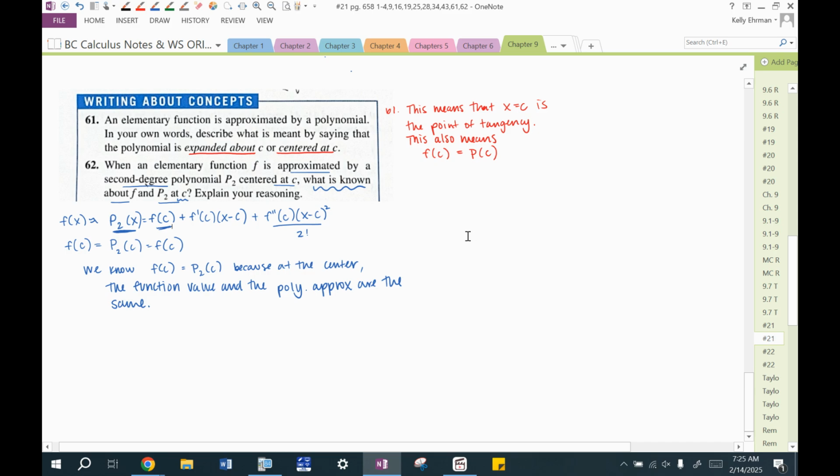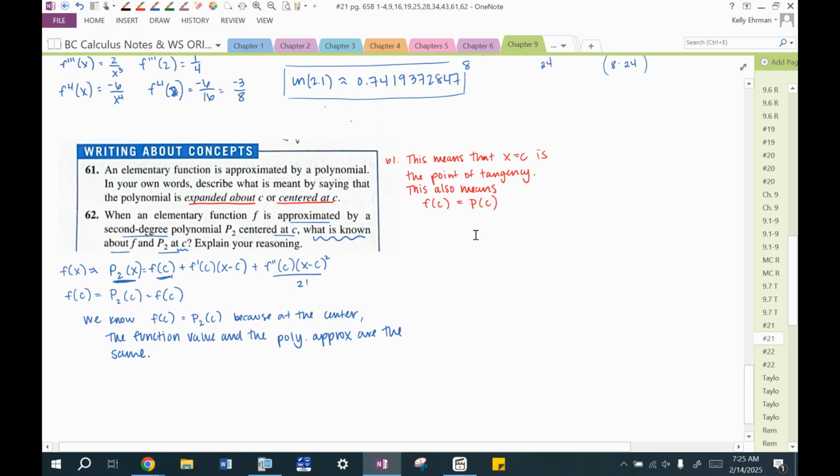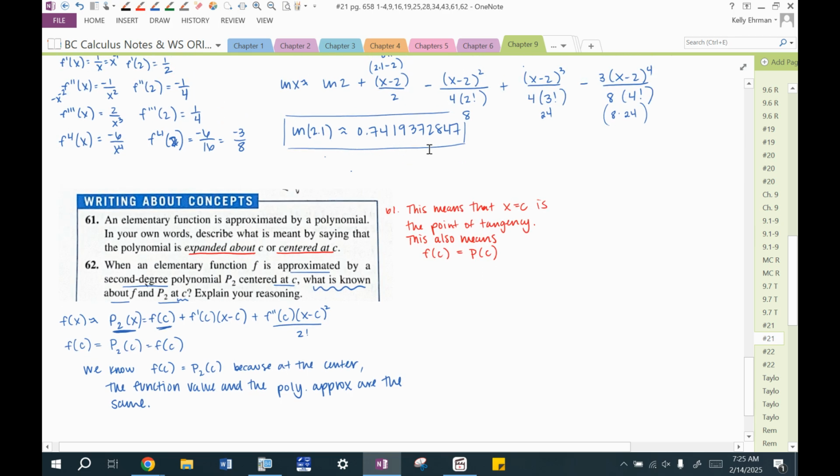All right, that finishes this assignment. Our next topic is talking about, we're making these approximations. So again, how good is our approximation? How far off are we, or what is our error?